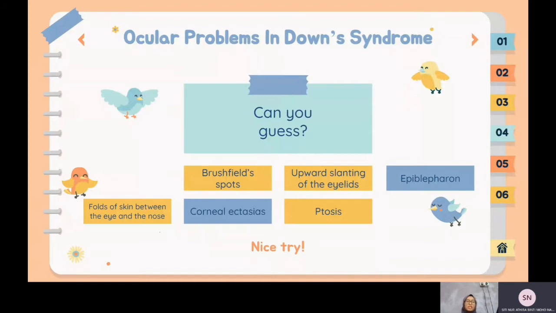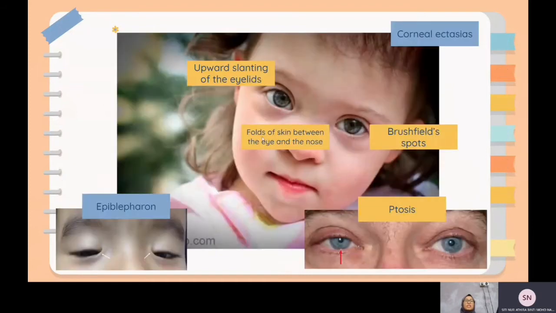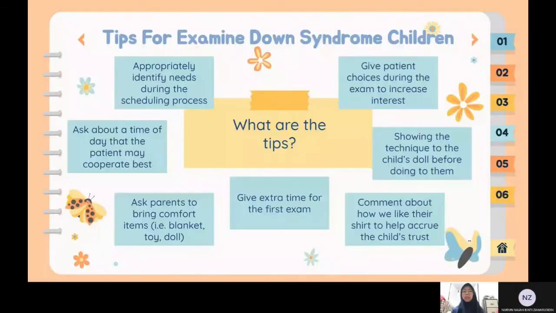Epiblepharon is a condition in which the eyelid retains a muscle and skin right above the eyelid margin to form a horizontal fold. Here, this is the Down syndrome face. So we can see upward slanting of the eyelids, a fold of skin between the eye and the nose, ptosis, epiblepharon, Brushfield spots, and corneal ectasis.